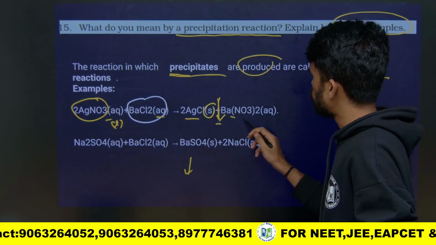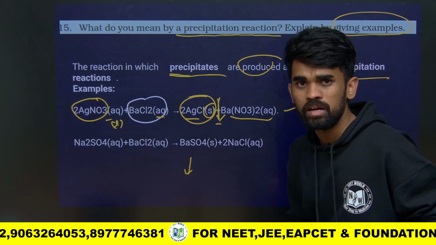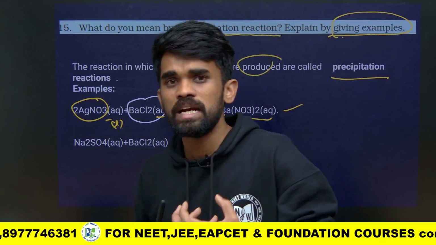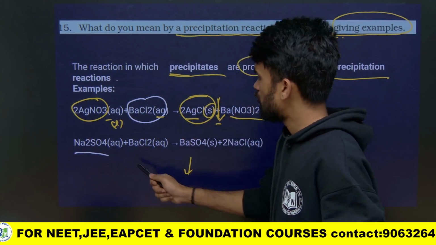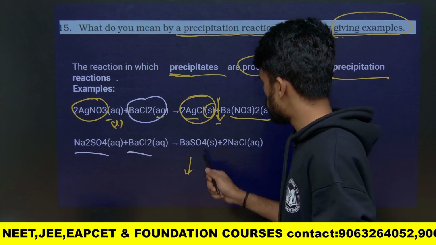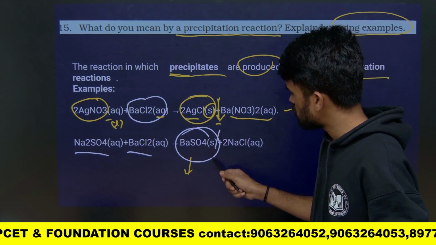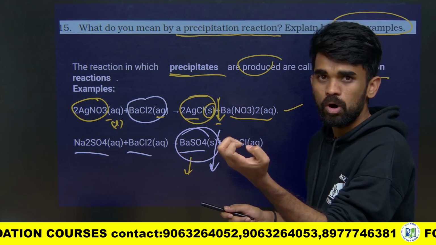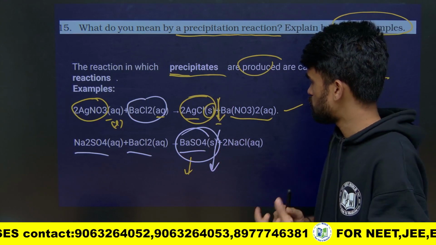Now Ba(NO3)2 is again in the aqueous solution. So you have seen one precipitate during the reaction, right? So those reactions are considered precipitation reactions. Next, sodium sulfate reacting with barium chloride gives barium sulfate. Here also a solid mass substance is formed, which appears at the bottom of the test tube, right? This is also considered a precipitation reaction.